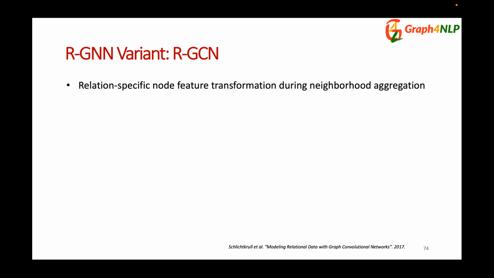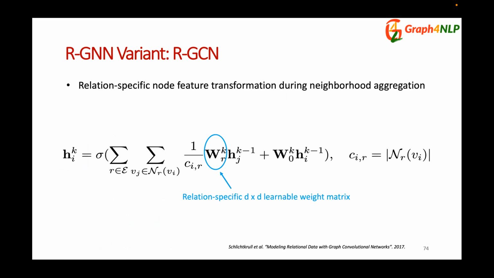If we apply the RGNN idea to GCN, we get the relational GCN model. It introduces relation-specific node feature transformations during the node neighborhood aggregation, as we can see from this equation. Here we have a relation-specific d by d learnable weight matrix applied to the node embeddings during the aggregation process, and we do node aggregation per relation-type subgraph.